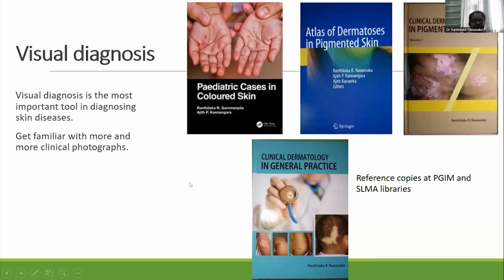So you have to get familiar with more and more clinical photographs, right? Even if you are not in a skin clinic, you can see these pictures. There are books written by us, and these books are in the PGIM and SLMA libraries. We have donated these books to these places. So you can look at these pictures and read the figure legend. If you are not interested in reading the text, look at the picture and read the figure legend.